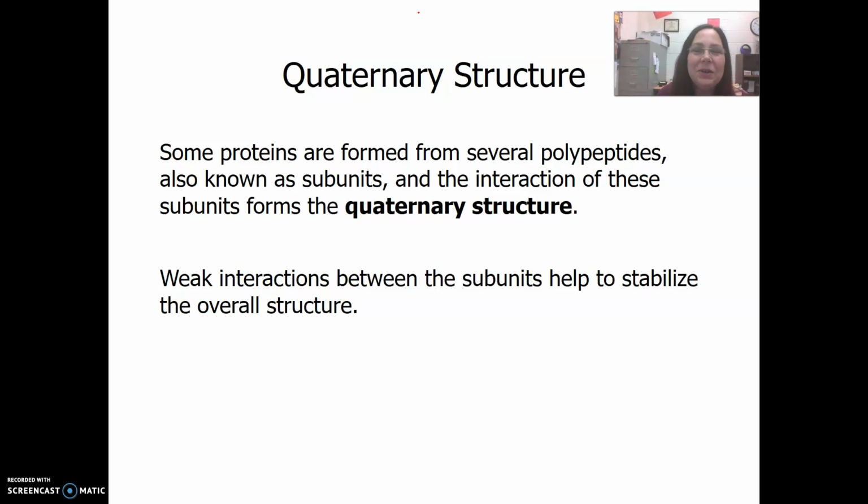Okay, the quaternary structure is only found in some proteins, but that is when you take two tertiary structures and link them together. So they're formed from several polypeptides. One example of a protein with a quaternary structure is the protein hemoglobin in your red blood cells. Hemoglobin carries oxygen, and hemoglobin has 4 polypeptides that are linked together. So that would mean hemoglobin has a quaternary structure.